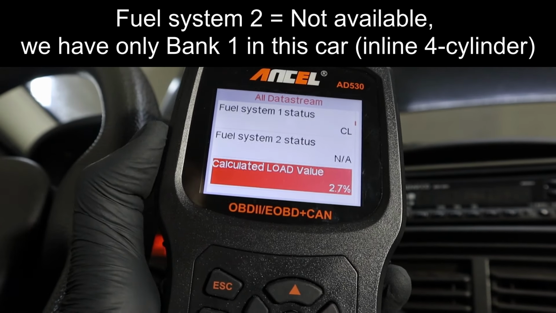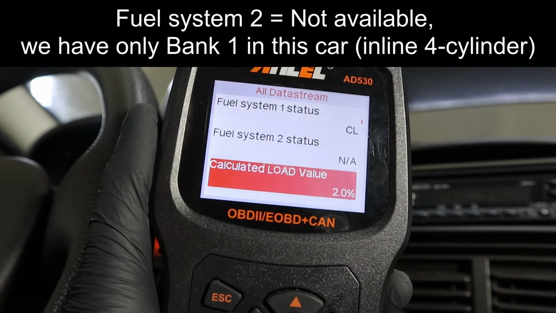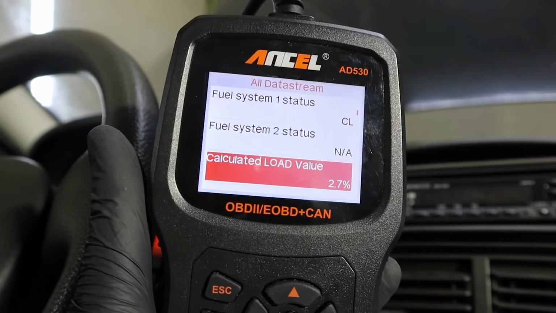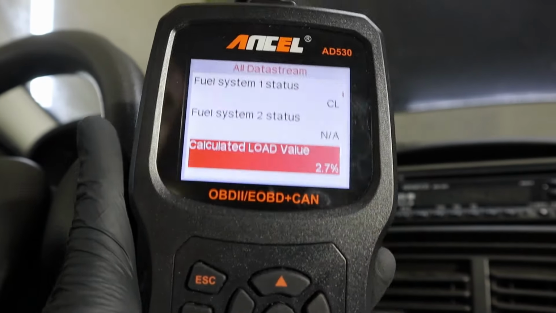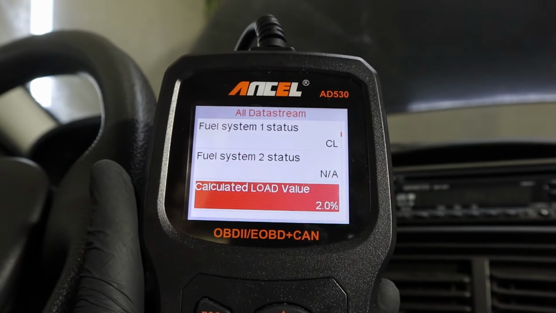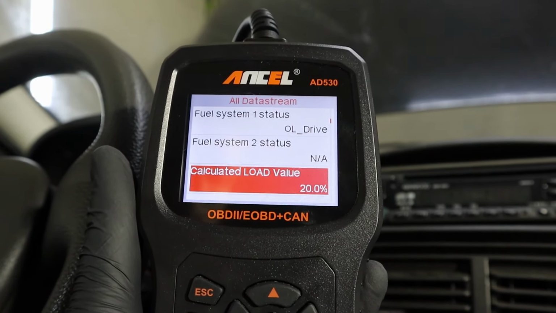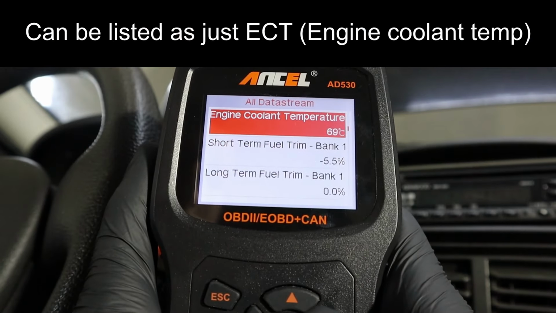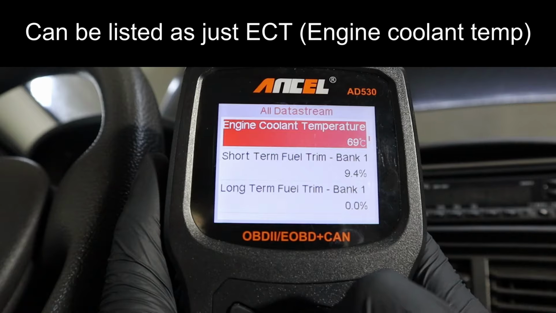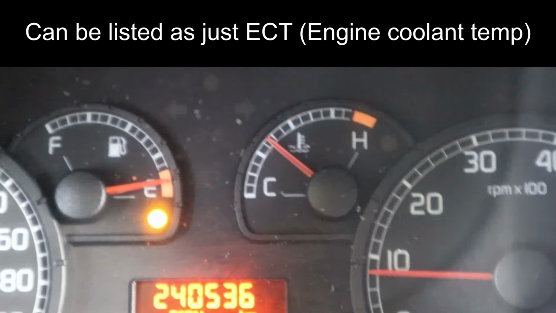Calculated load value is basically how much work your engine is doing, and that is calculated directly from your gas pedal. If I press the gas pedal all the way, we should see something close to 100. Okay, close enough. Engine coolant temperature, everyone knows that. Usually you have it on your dashboard and you can see it right here.